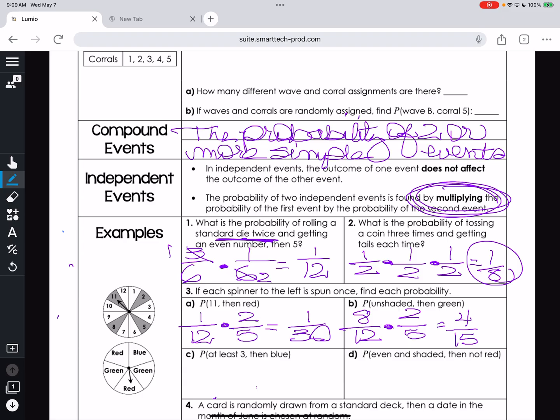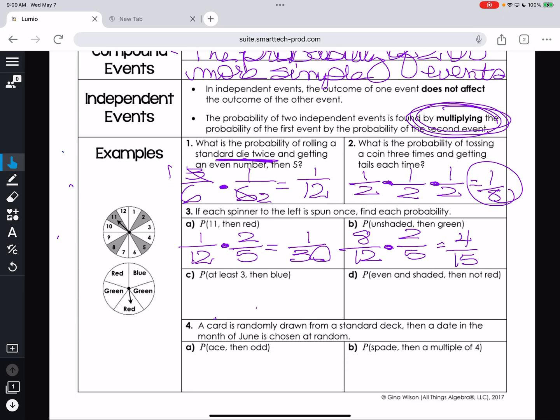At least 3. Is the denominator 11? For the first one, there's 12. For the final answer, for C, just like at least 3, there's 12 options. Yes. There's 10/12. And there's only 1 blue, so 1/5. There we go. So 1/6.